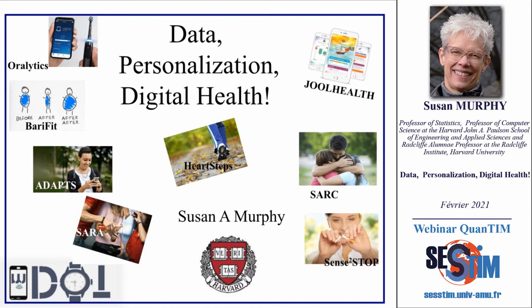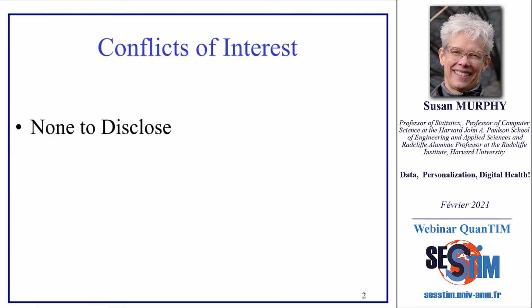You should see this first slide. This slide has small icons that denote some projects that we've been involved in. We've been very fortunate to be involved in a number of digital health projects. Today, we're going to use HeartSteps, a particular digital health project, to make the ideas clear. You'll see them as we go along. I don't have any conflicts of interest to disclose.